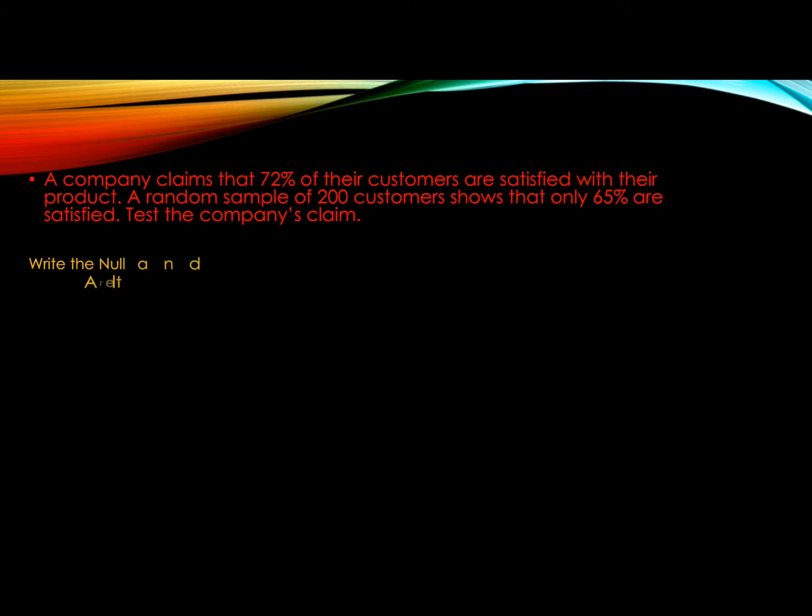Write the null and alternate hypothesis. The null is the common view, the claim, what we're trying to prove or disprove. It is expressed as H sub 0. The company claims that 72% are satisfied, so the null hypothesis is our proportion, p, equal to 0.72. The null always has an equal sign.